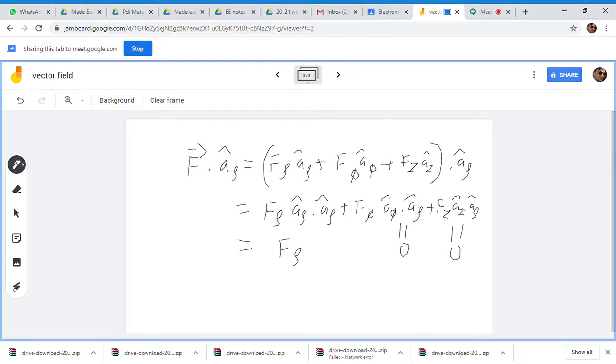So you can find that F phi will be equal to vector F dot a phi, and Fz will be vector F dot a z. Okay, this is your equation.